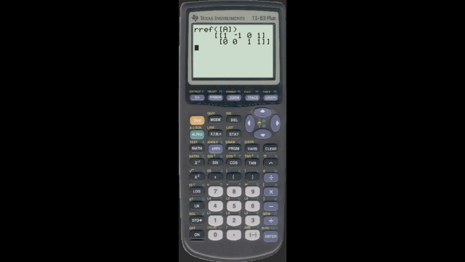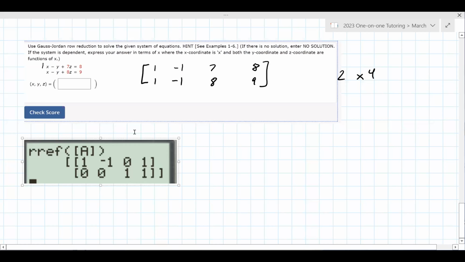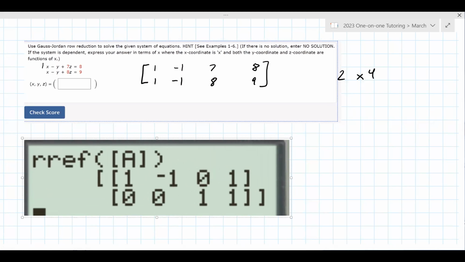Any questions on that? RREF, knowing how to use it, how to find it? No, that makes sense. All right. So the way this answer is presented in the calculator, I'm sure you're seeing that screen. Yes, you are. This first column is for X, the second column is for Y, and this is for Z.